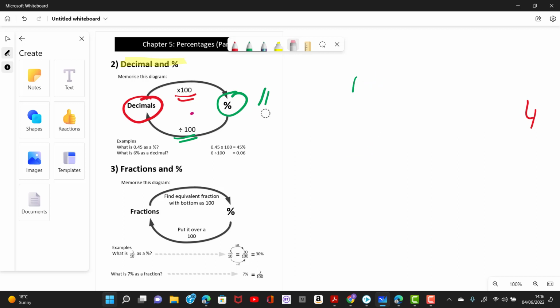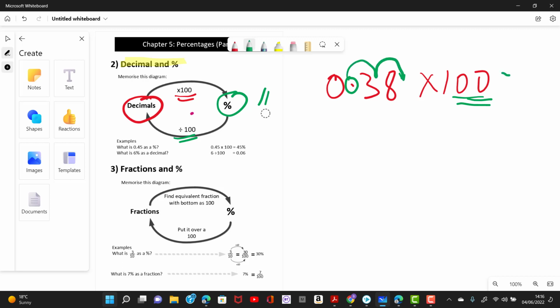Let's say this time you had a decimal. So in decimal land, 0.38. Now in decimal land means you have to go to percentage. To convert to percentage, you have to times by 100. And how do you times by 100? You move the decimal point 2 places to the right. Once, twice. So it equals 38%. Okay, nice and easy. So that's decimals to percentage.